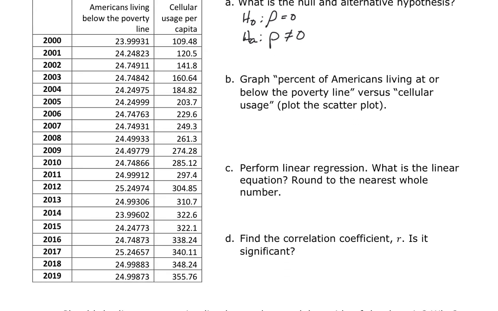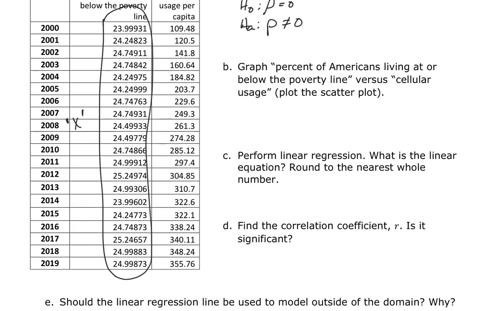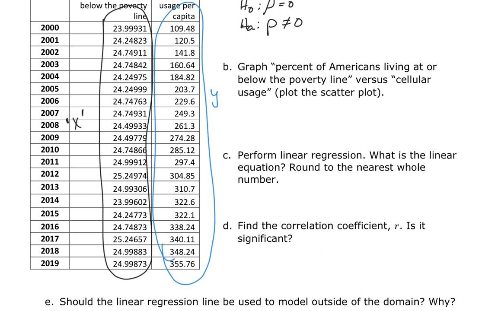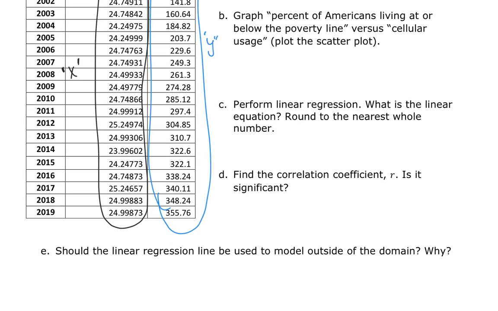So if I graph the percent of Americans living on or at below poverty line versus cellular, I would put this in as my x value. This is my x value. And I would grab this as my y value. So this is my y value. And then I would perform a linear regression.